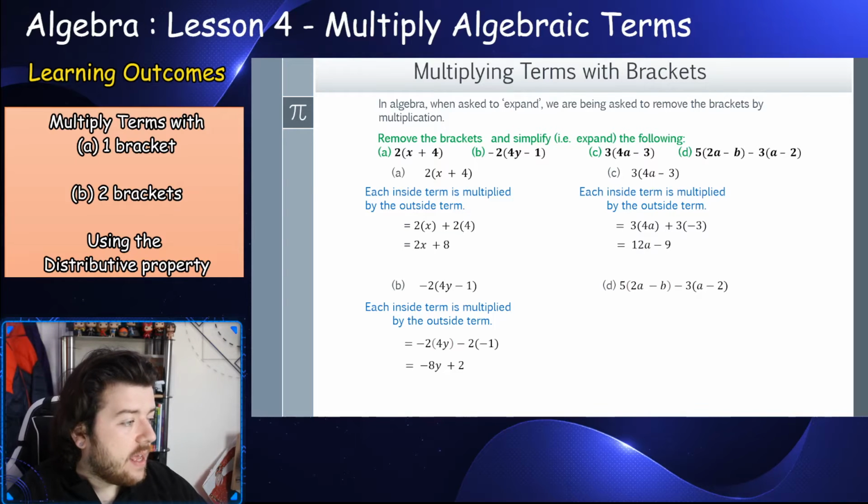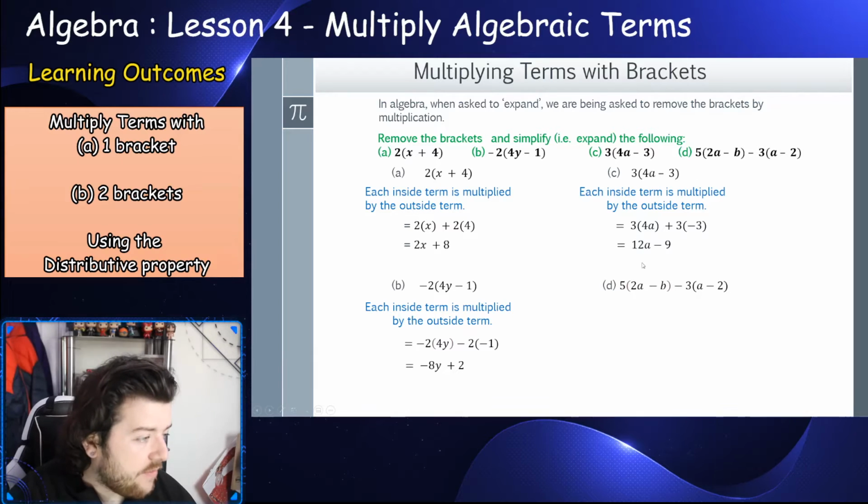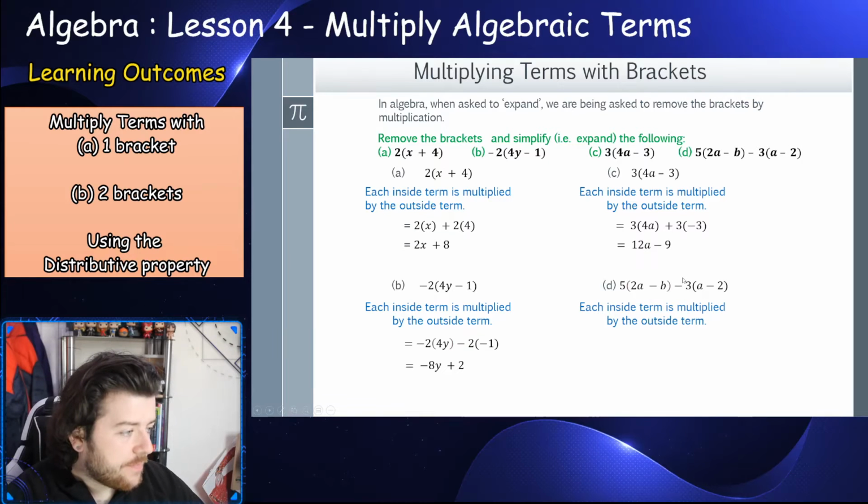Then finally, here's one now. I have 2 brackets. I need to simplify. So first I need to give each term in my first bracket a 5, and I need to multiply each term in my second bracket by a negative 3. So let's do that now.